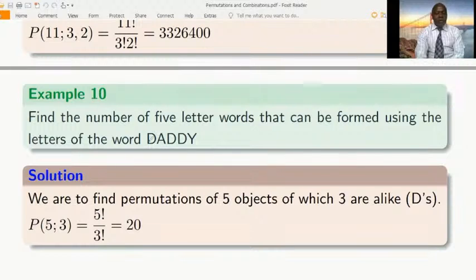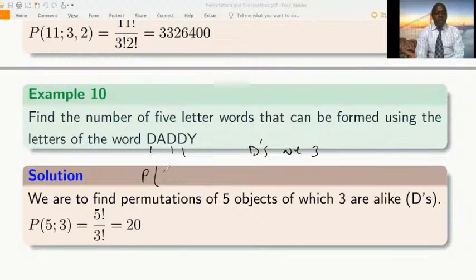Now this is very easy. I just need to notice that we have some letters which are similar. D, we have these are 3, and those are the only letters which are similar. So straight away we go to the formula.